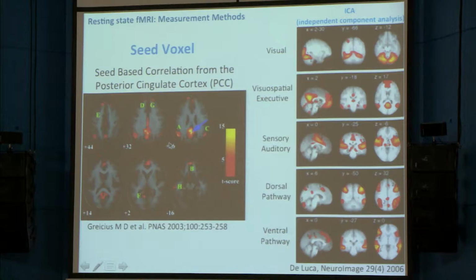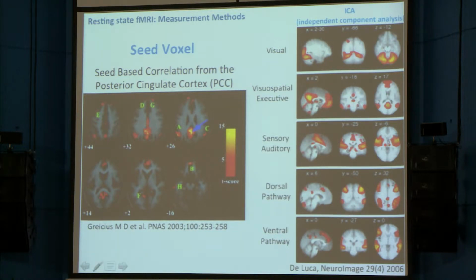There are many different ways of looking at this data. And that's actually one of the interesting aspects of fMRI, that we are still trying to figure out exactly how to get our heads around this data. An initial study by Mike Greicius demonstrated an example of the default mode network. It's a well-known network. If you put your seed voxel in the posterior cingulate, you get this typical network that's active, but it's more active during resting state than during a task.